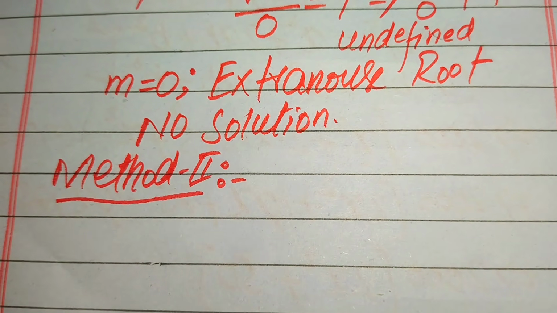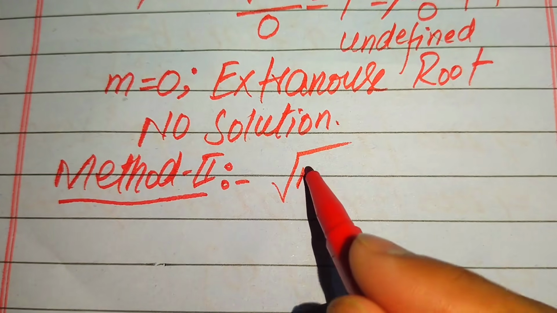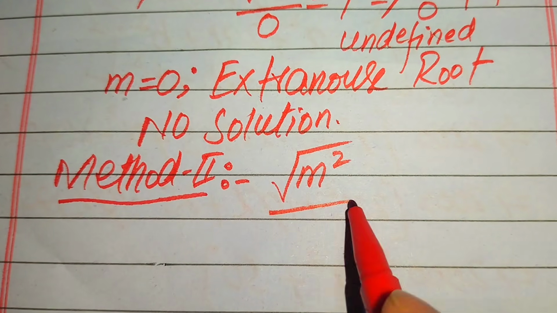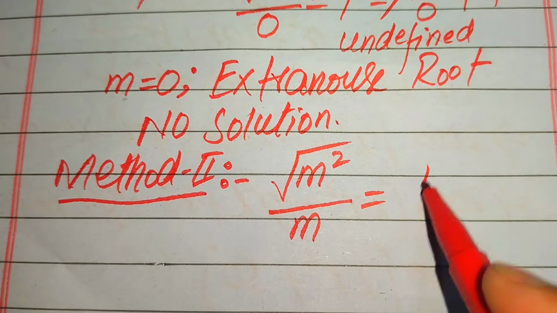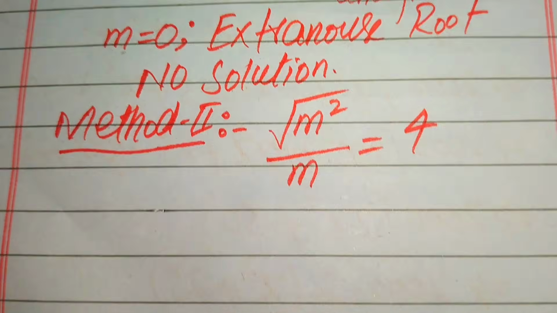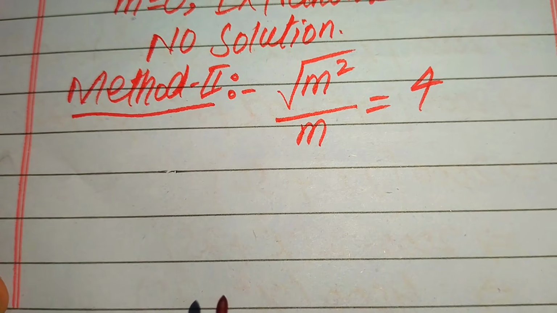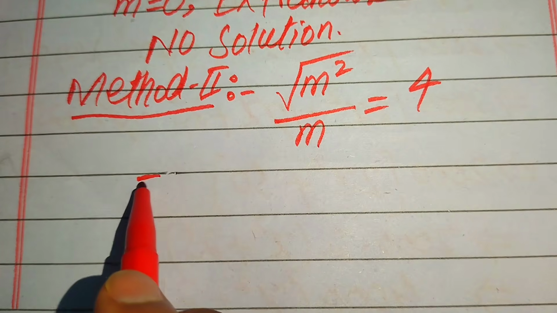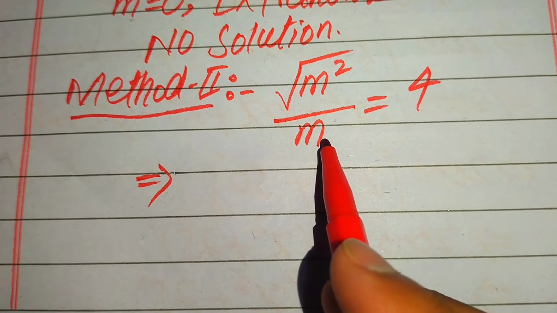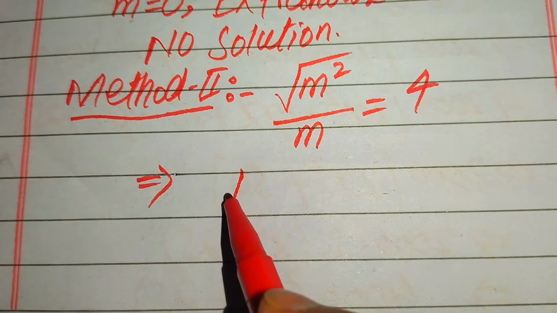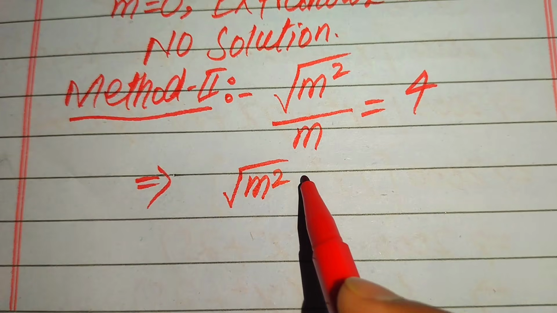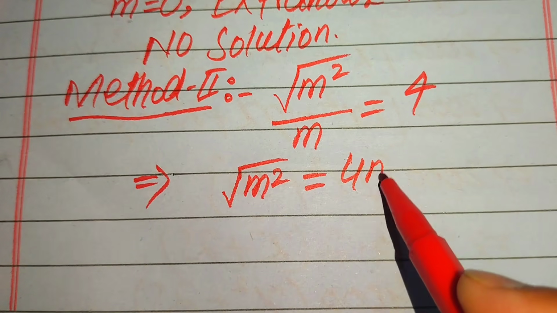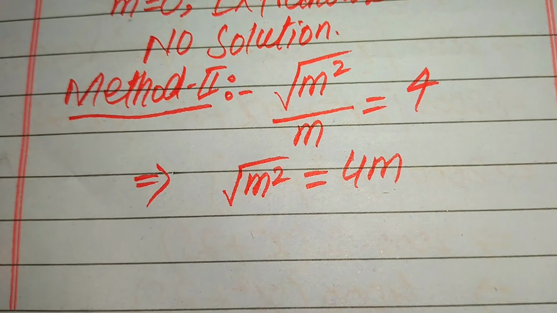So for this we need to copy down the given question statement. Here it is square root of m square divided by m is equal to 4. And here in the second method, the first step is again the same. We move the term m from the left hand side to the right hand side, and we get square root of m square is equal to 4 times m.